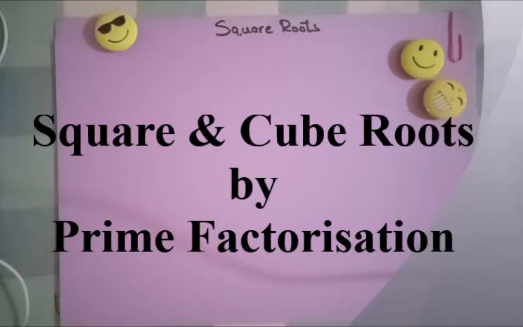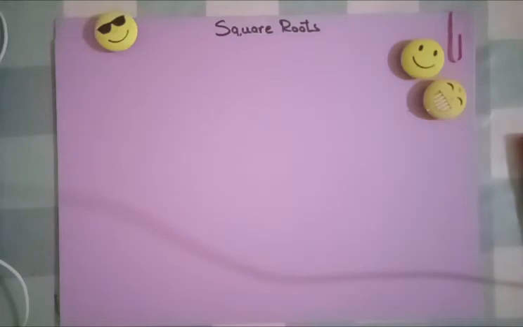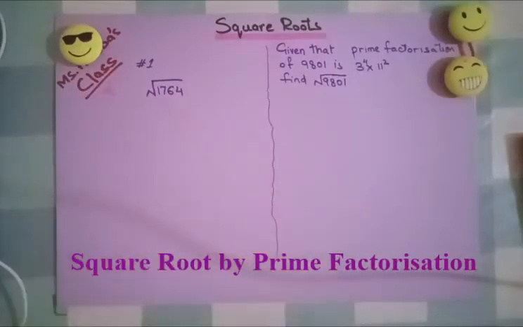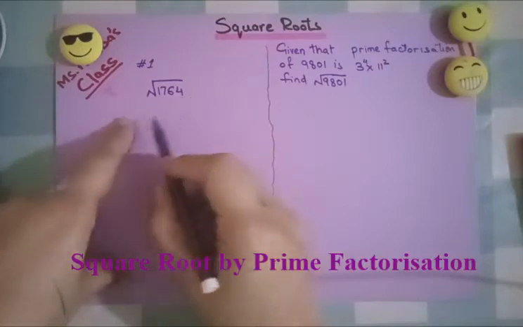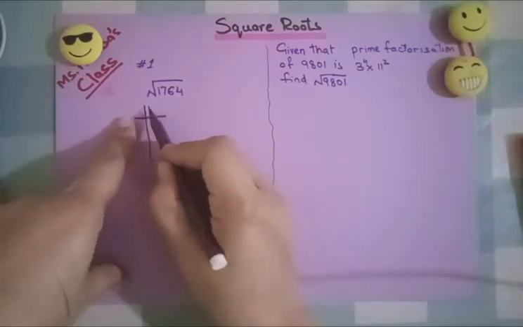We will solve a few examples so that you can find square and cube roots of different numbers very easily. So let's start. Our first number is 1764 and I'm going to find its square root by prime factorization, and you all know how to do prime factorization.